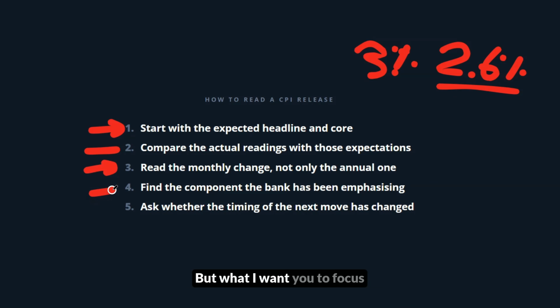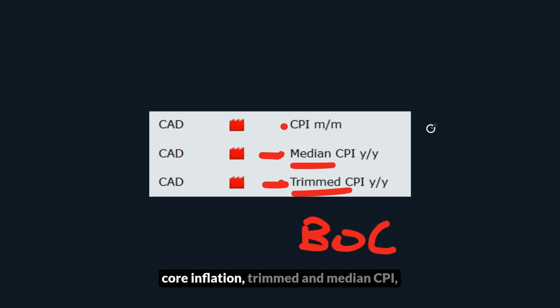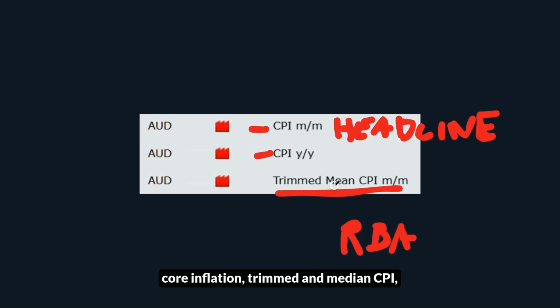But what I want you to focus on most is the component that the bank has been emphasizing. Obviously, in this case, as I've said, core inflation, trimmed and median CPI, for instance, for Canada, trimmed mean CPI for Australia, and so on and so forth. You have to make sure you focus on the exact number that the central bank is looking at, because you want to understand what they're going to do next. And the way you do that is by understanding what they're looking at, okay?